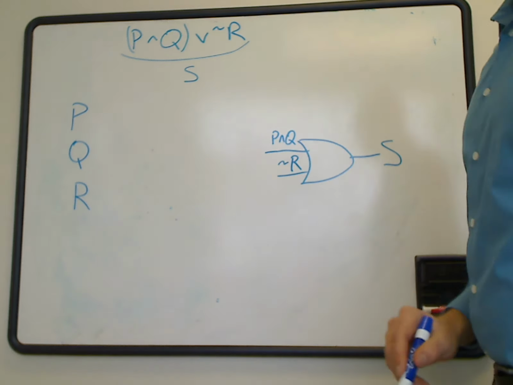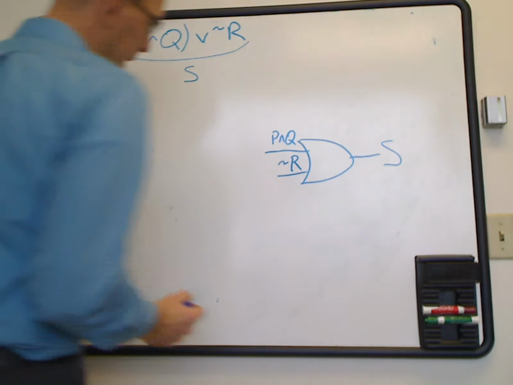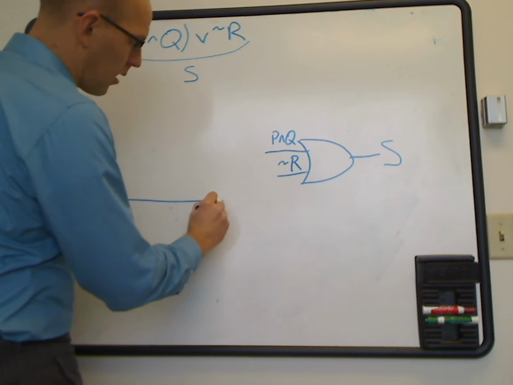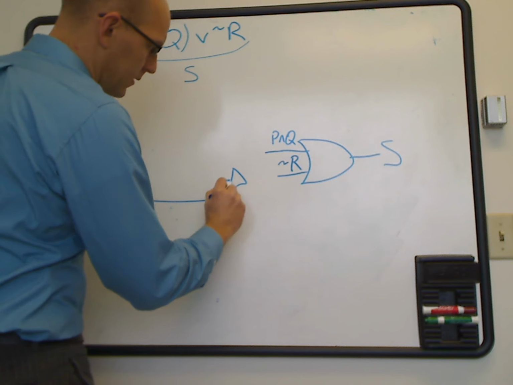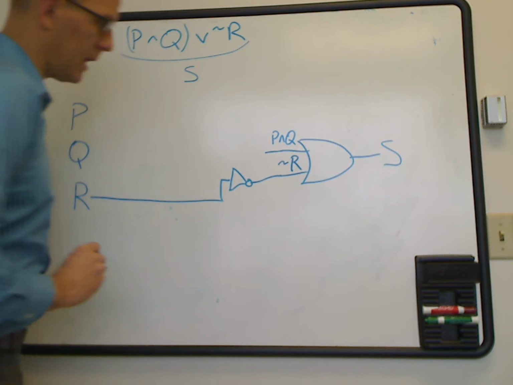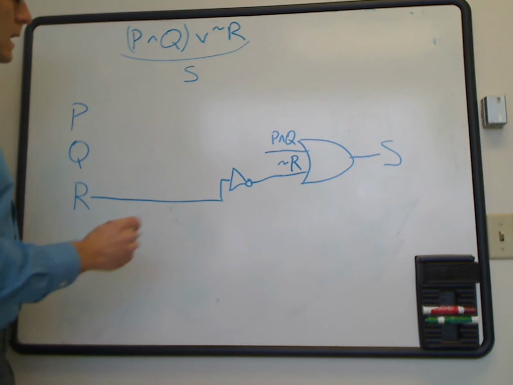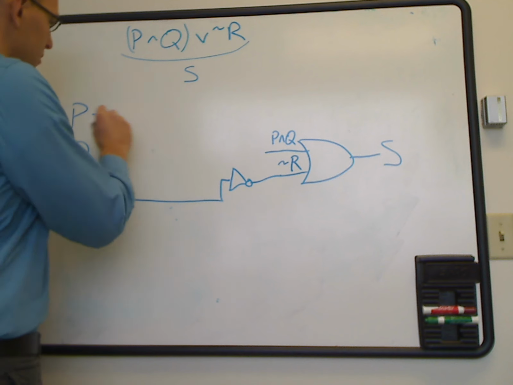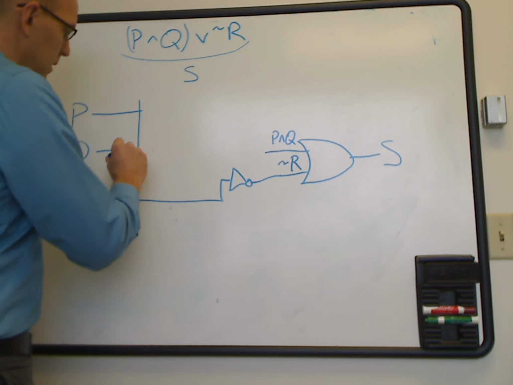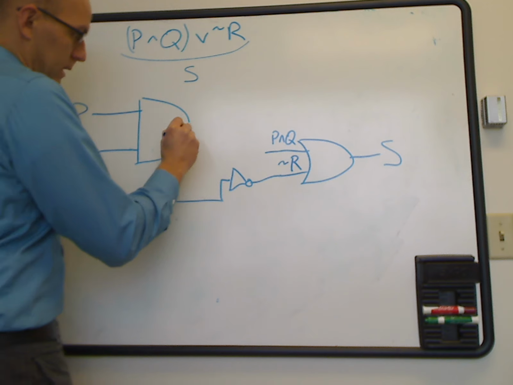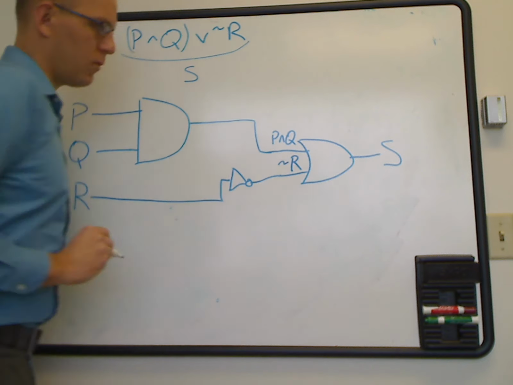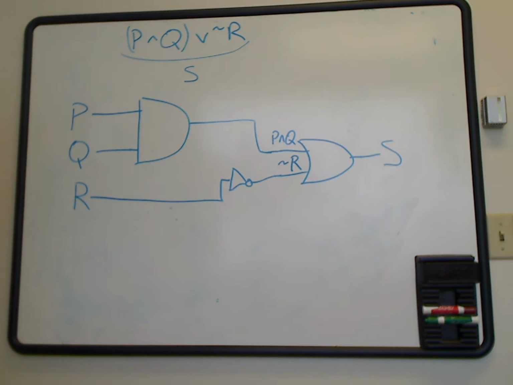So let's take the simple one first, the not R. To get a not R, all we have to do is take R and we take the not of it. So we put a not there and we get not R. Piece of cake. Now to get P and Q, that's also quite easy. We just have to AND the P and Q. So here's our gigantic AND symbol. We AND P and Q. And now we have a representation of the digital circuit that corresponds to our starting Boolean expression.